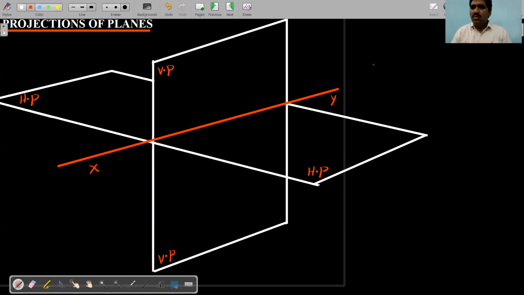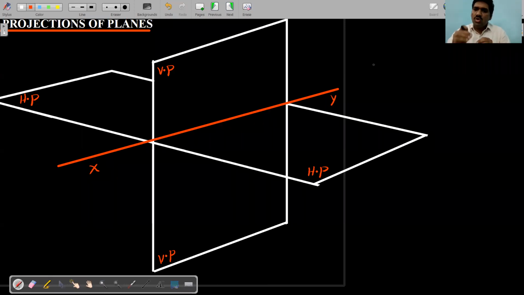So right now we are going to discuss the orthographic projections of planes. Okay. So today we are going to discuss the planes, which means we are going to discuss the two-dimensional bodies. In the previous class, we have seen a one-dimensional body, which is nothing but a single line.